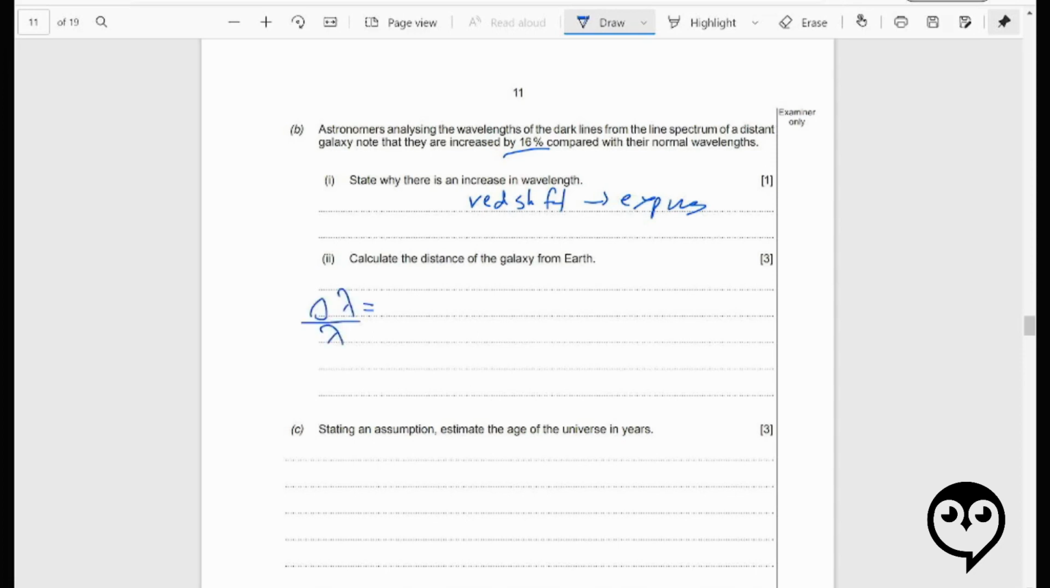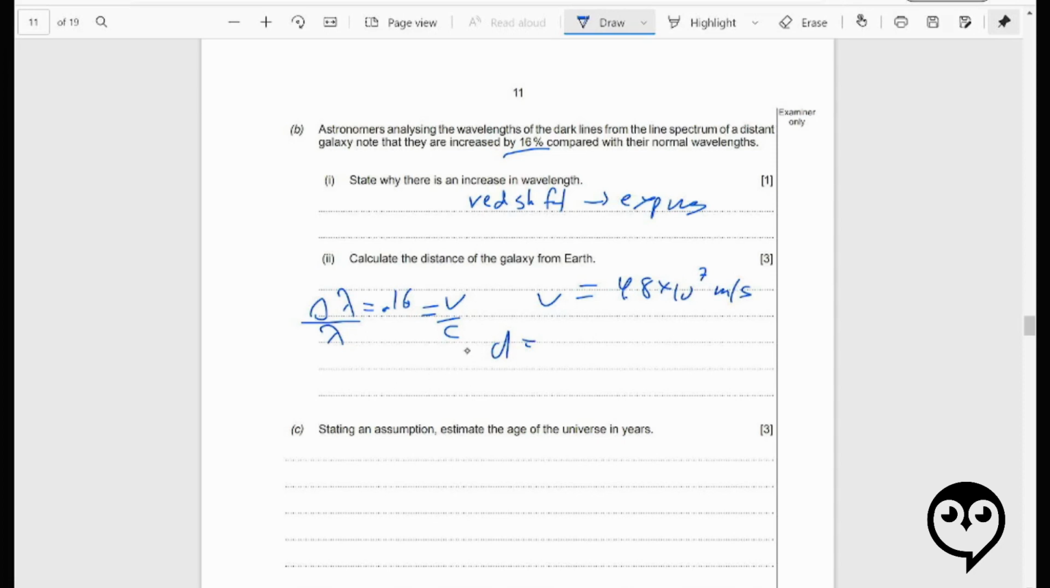Okay, well, so our redshift is 0.16, isn't it? The change divided by the original, and we know that should be equal to the velocity over the speed of light. So it's just going to be 16% of the speed of light, which is 4.8 times 10 to the 7 meters per second. Okay, that's the velocity. What's the distance?